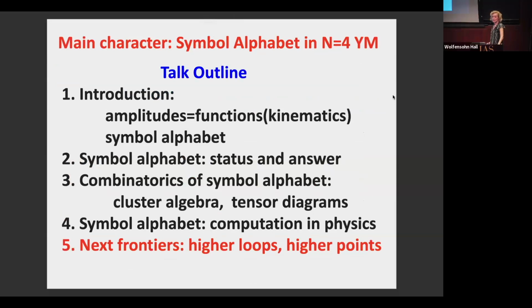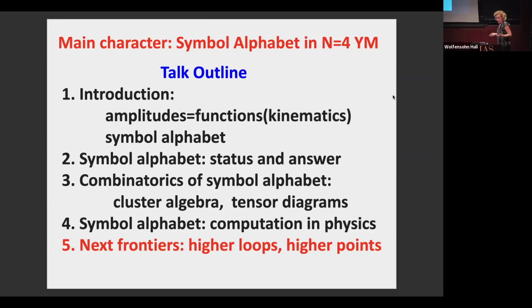Now, mostly I want to spend the rest of my talk talking a little bit about next frontiers. So there are 2 things. What can we say about higher loops, and what can we say about higher points? Now, some of it will be work in progress. Some is just what can we do more? We want to be greedy. We want to do more.